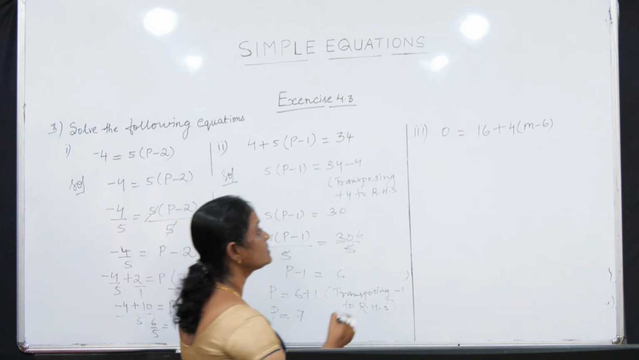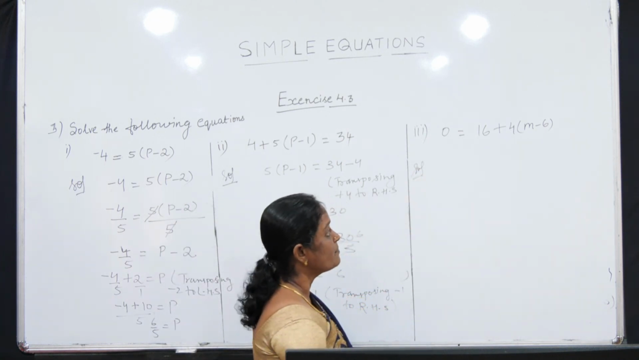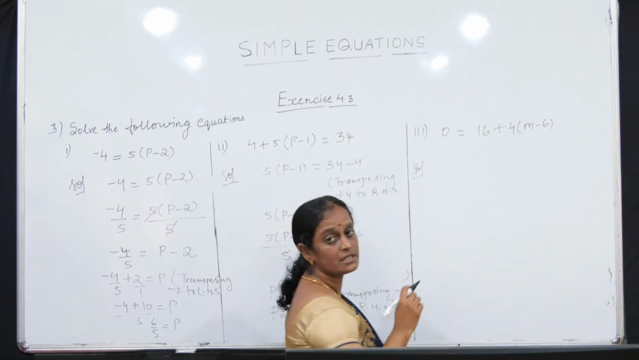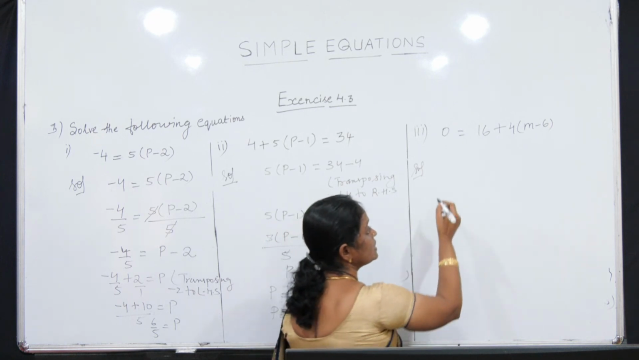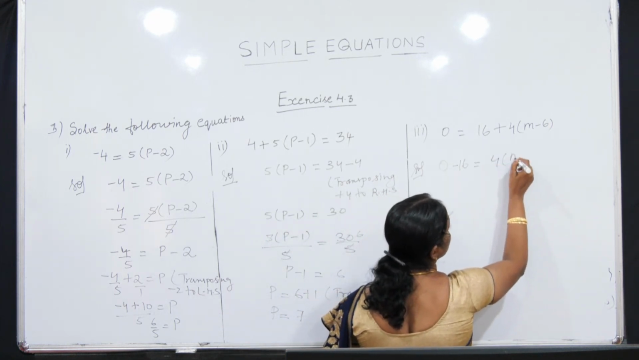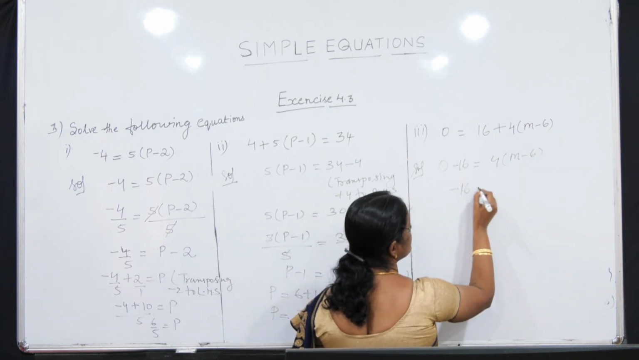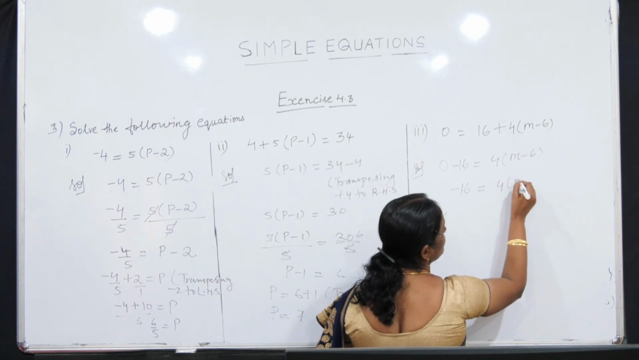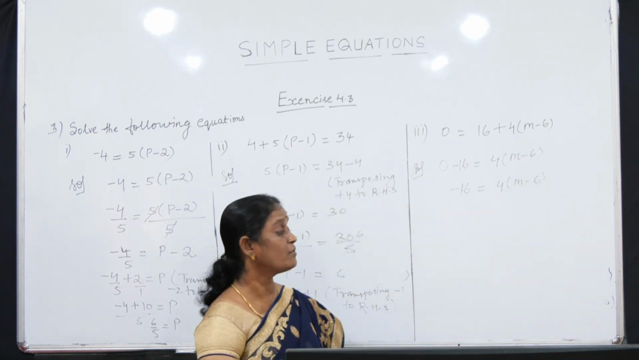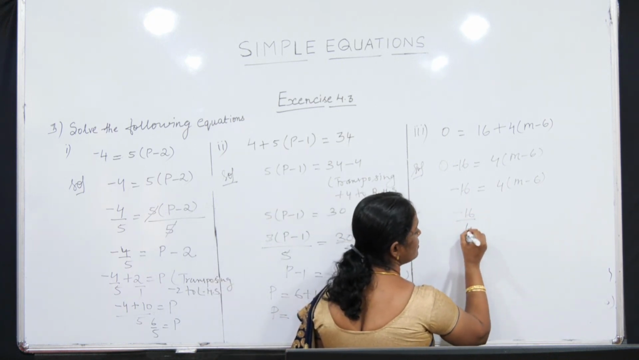The next equation is 0 is equal to 16 plus 4 into m minus 6. So here first we will transpose 16 to the LHS. 16 को हम LHS में ट्रांसपोज करेंगे. So it is 0 minus 16 is equal to 4 into m minus 6. So the next step is 0 minus 16, it is minus 16, equals 4 into m minus 6. Now we will divide both the sides by 4 to remove the brackets here. So here it is minus 16 divided by 4.